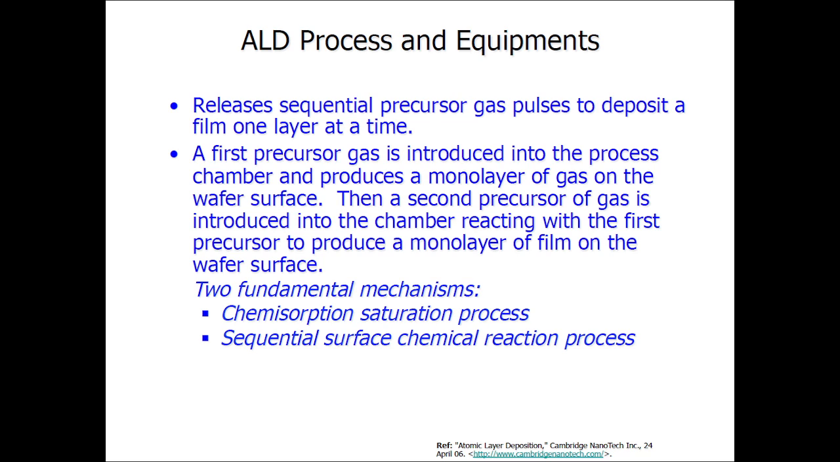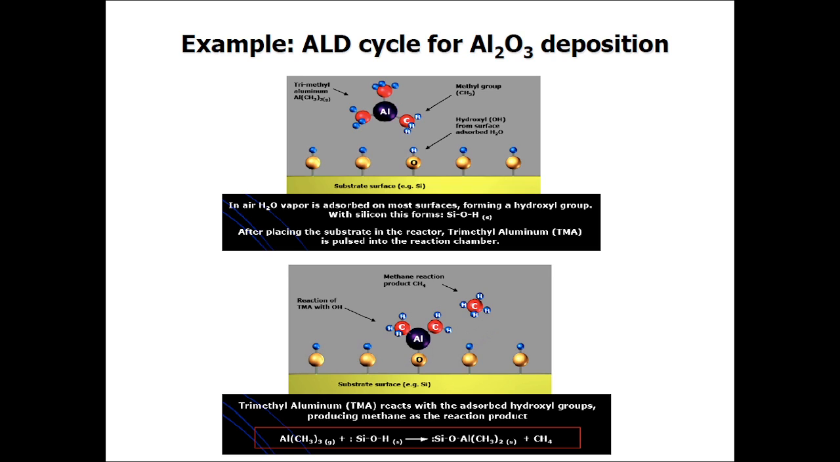So this is the fundamental mechanism. If you talk about the ALD process, it is a chemisorption and saturation process. Sequential surface chemical reaction is the other process involved in atomic layer deposition. Here you can see atomic layer deposition for Al2O3, aluminum oxide. We have trimethyl aluminum, Al(CH3)3, with methyl groups, and a hydroxyl from the surface-adsorbed H2O, which combine to form a reaction.